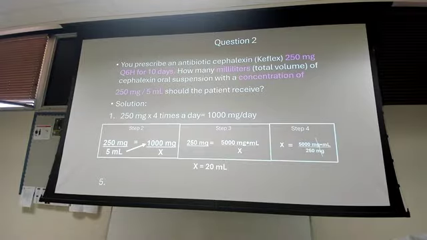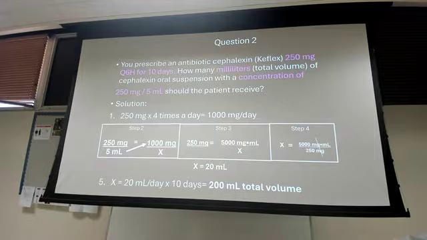But we aren't done yet because this is just 20 milliliters per day, and we want the total over the whole duration that we're going to be giving this medication to them. So you'll take the 20 milliliters, multiply it by the 10 days, and we will get the 200 milliliter total volume. Are there any questions so far?